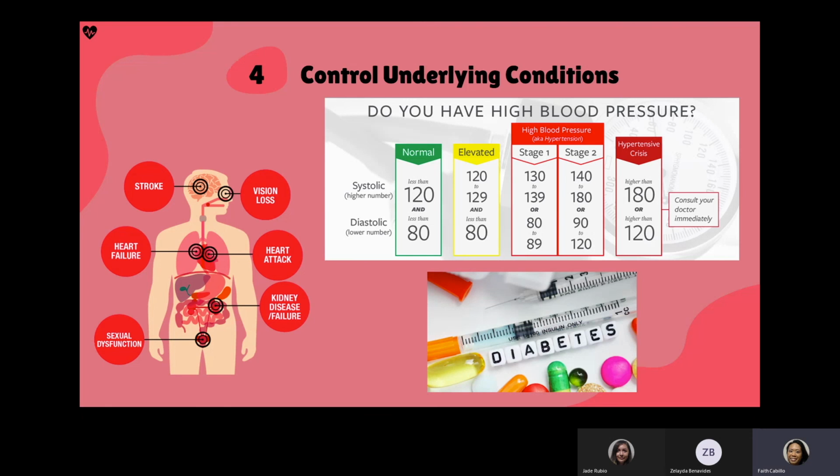Number 4, controlling underlying conditions. If a patient has underlying conditions such as high blood pressure and hypertension, high cholesterol, or diabetes, we want to educate them to not only make healthier decisions in diet and exercise, but to also maintain and monitor their conditions from worsening. Uncontrolled underlying conditions may lead to worsening or additional complications that may lead to valvular disease. For example, health threats from high blood pressure include stroke, heart failure, heart attack, or vision loss. We want to encourage patients to know their numbers, monitor their underlying conditions, and seek medical attention, especially if there is a hypertensive crisis.